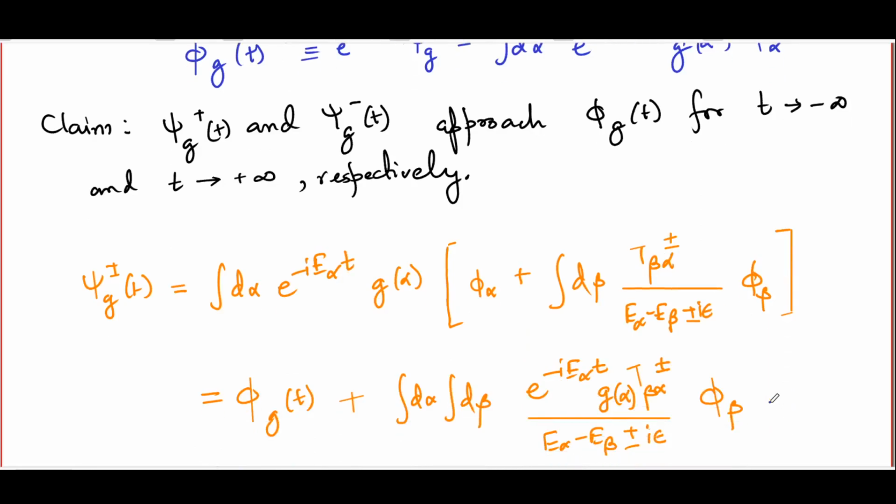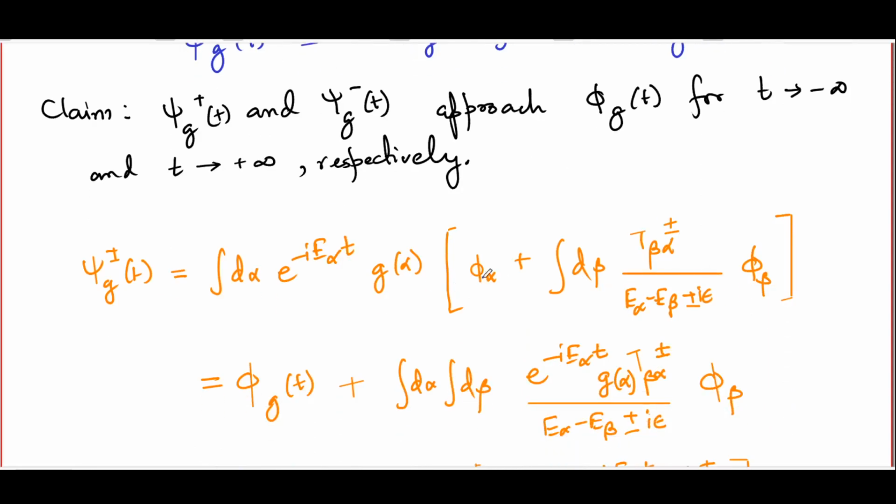Now, if you break up this bracket here, the first factor phi_alpha gives rise to one integral which is nothing but phi_g of t. And the rest gives us this double integral. Once again, this is not really a double integral, it's a high order multiple integral. But formally, this is an integral over a bunch of parameters alpha and another bunch of parameters beta. And this is my integrand for that term.